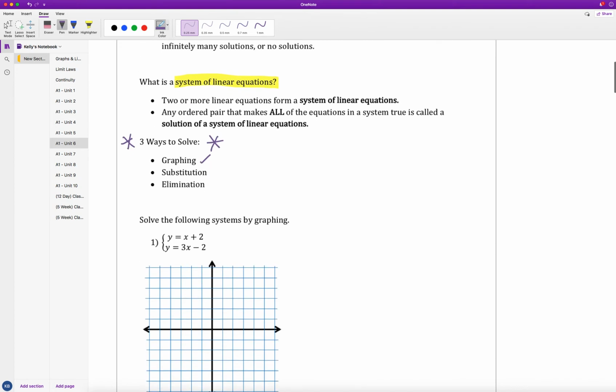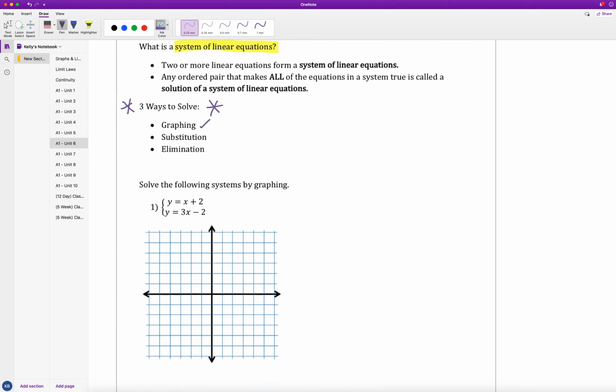So let's look at our first system here. It says solve the following systems by graphing. You will see here there's this curly brace on its side. That's just grouping the two equations together, so I know that I'm looking at this one whole system which has two equations.